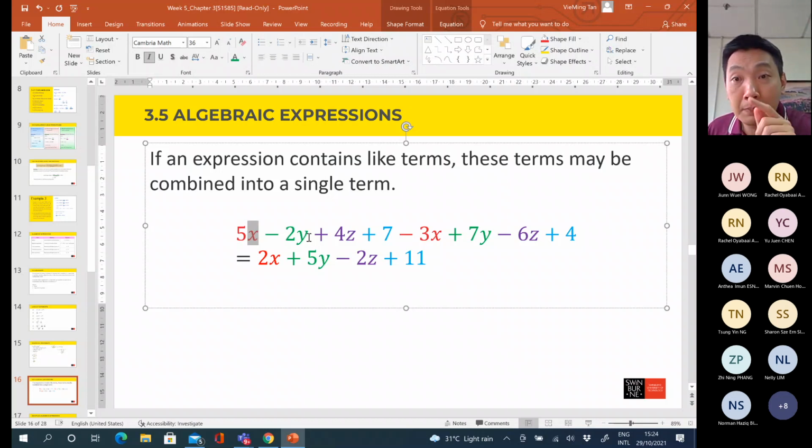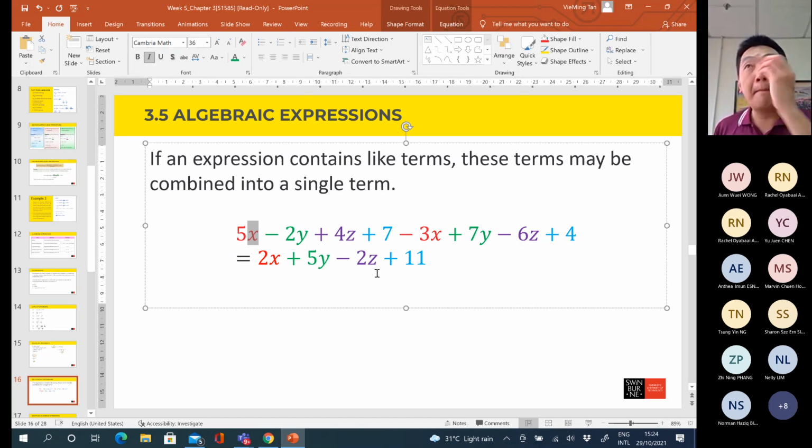Okay, so this one is plus minus, so we need to check, compare the base number and power number must be the same. Y power 1, y power 1 same, combine them. So it's negative 2y plus 7y positive, so I get positive 5y. Then z. This is positive 4z power 1. This is negative 6z power 1. Same species, combine. So I get negative 2z.